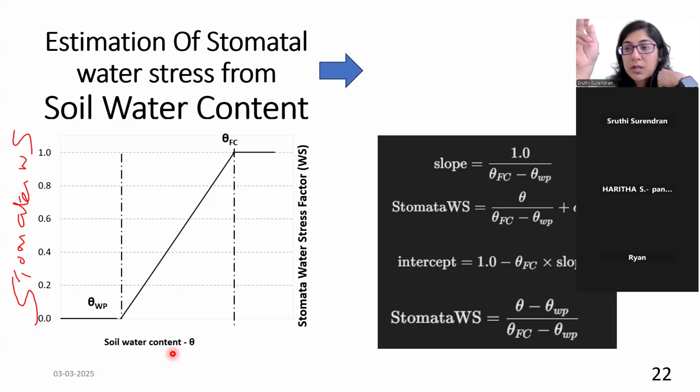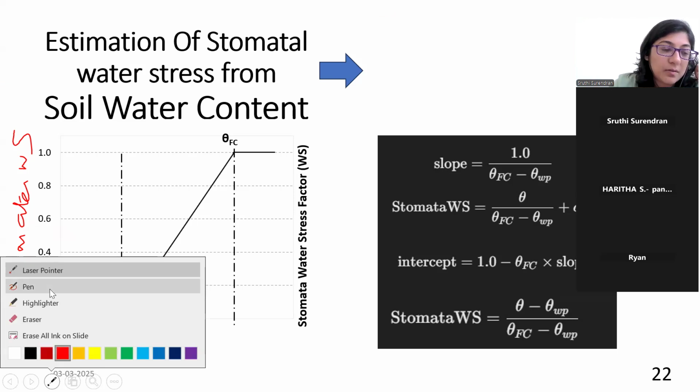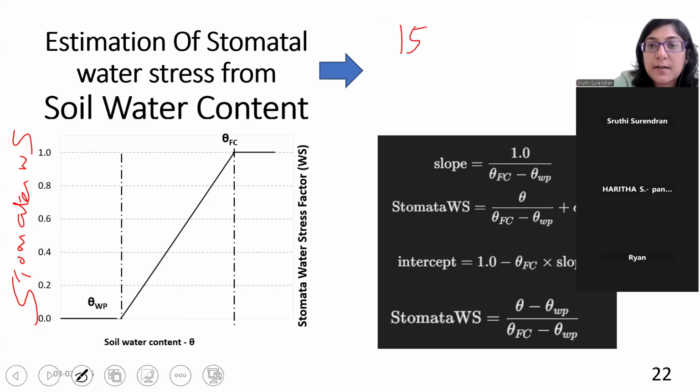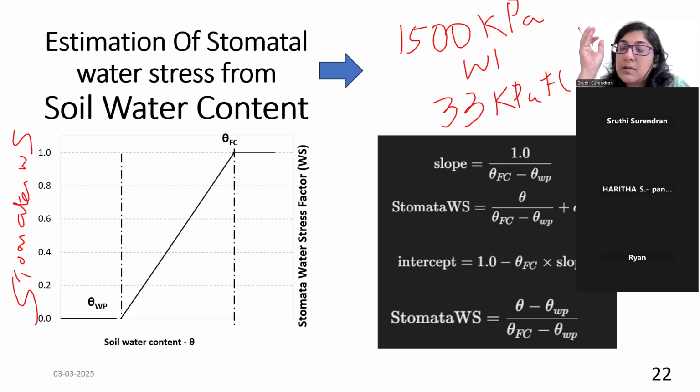Now, the water content at 1500 kPa is the volumetric water content at the wilting point, and the one at 33 kPa is the water content at field capacity. So field capacity is attained when the potential of water is at 33 kilopascals, and the wilting point is when the matric potential, or the suction pressure, or the pressure head, is at 1500 kilopascals.